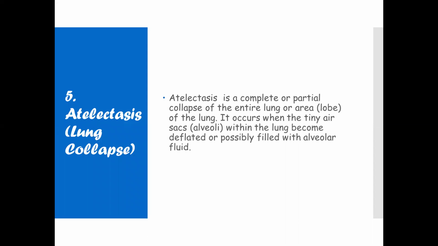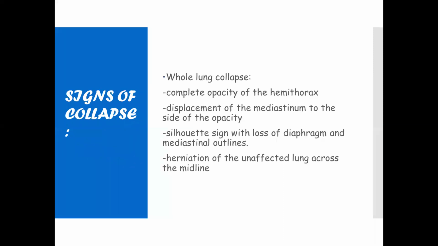5. Atelectasis. So atelectasis is basically a complete or partial collapse of the entire lung or a lobe of the lung. It occurs when the tiny air sacs, the alveoli within the lung, become deflated or possibly filled with alveolar fluid. So what are the signs of lung collapse?